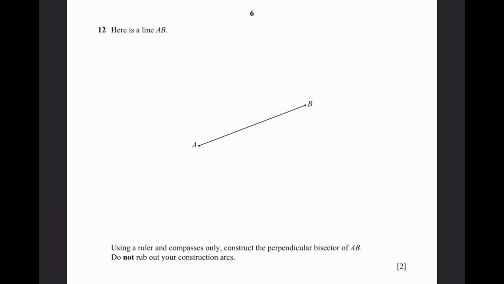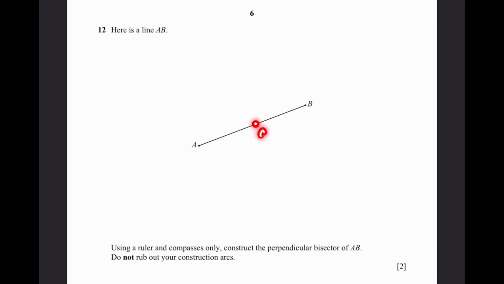Question 12. Here's a line AB. Using a ruler and compasses only, construct the perpendicular bisector of AB. Do not rub out your construction arcs. I'm not going to show you exactly how to do it using construction tools. I will just show you what steps you need to take to finish this question. So first, put your compass needle on A and measure out a length on the compass which is greater than half of the length of the line.